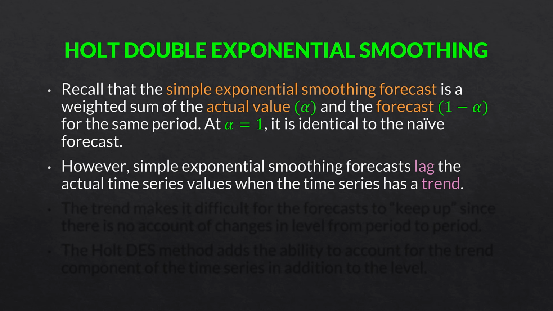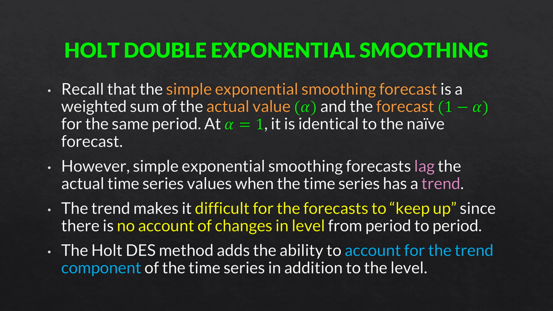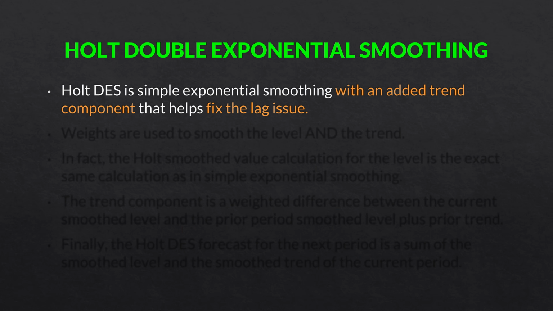However, simple exponential smoothing forecasts lag the actual time series values when the time series has a trend. If the time series has a very strong trend, it is not uncommon for simple exponential smoothing to generate an alpha of 1. Now, the trend makes it difficult for the forecasts to keep up, since there is no account of changes in level from period to period. The Holt DES method adds the ability to account for the trend component of the time series in addition to the level. Holt DES is simple exponential smoothing with an added trend component that helps fix the lag issue.